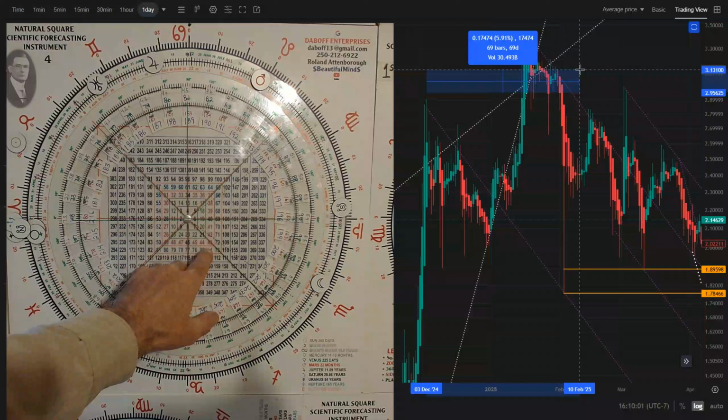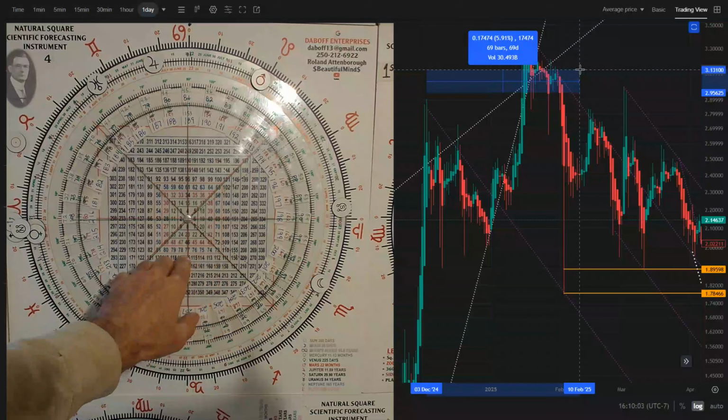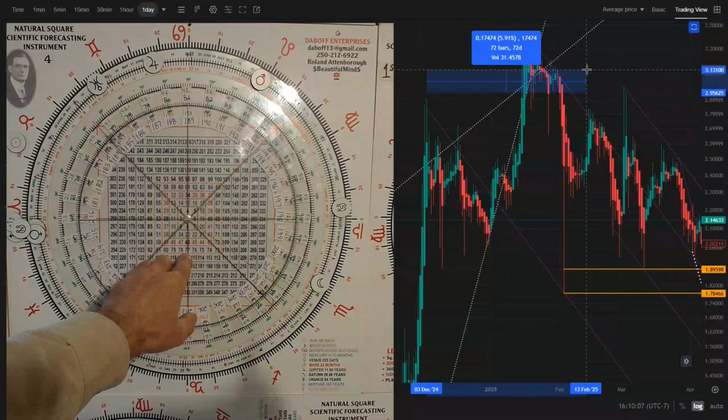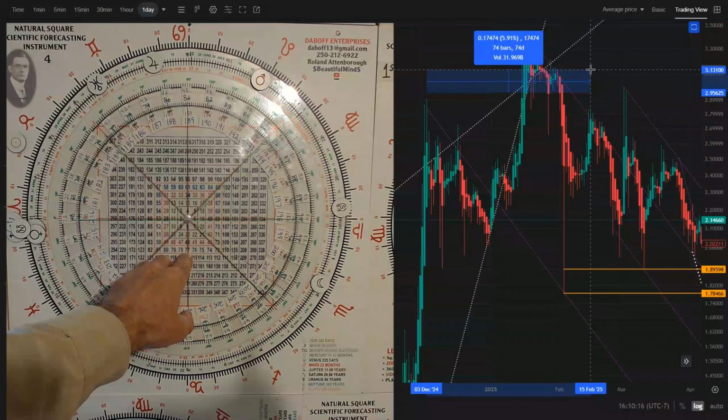Next possible move up would be what? 73 to 77. Let's go have a look. Oh wow, 73, right? Right on time. I wonder what 77 will look like. It's probably our fake out. Well, it sure is.